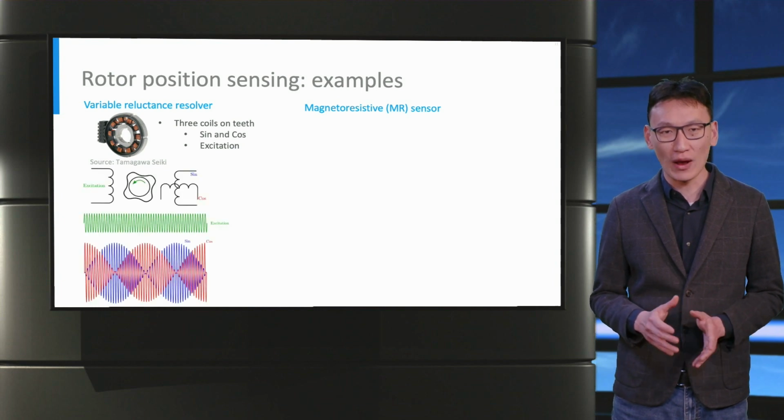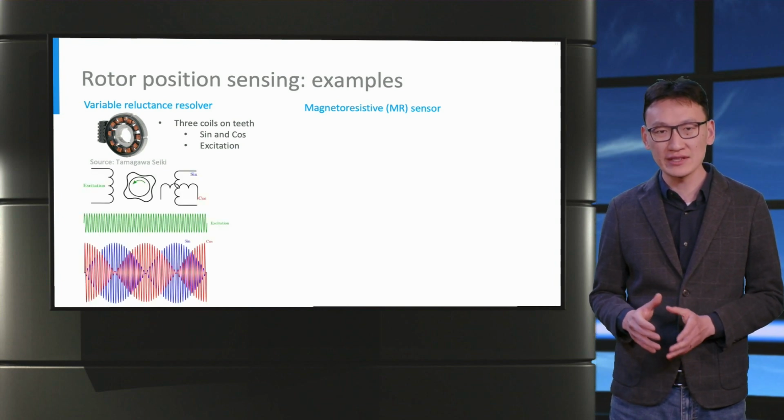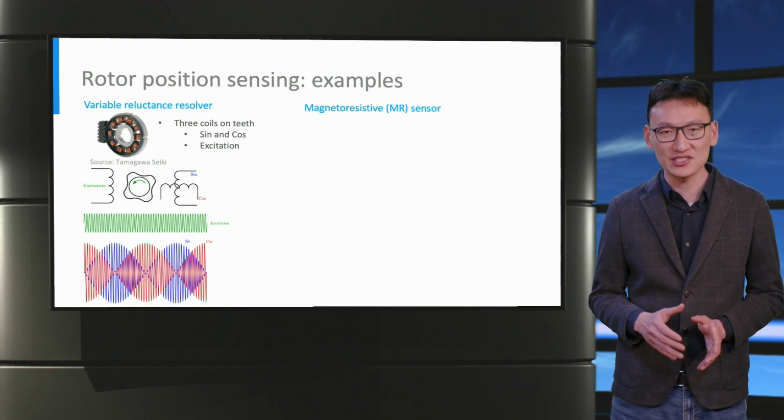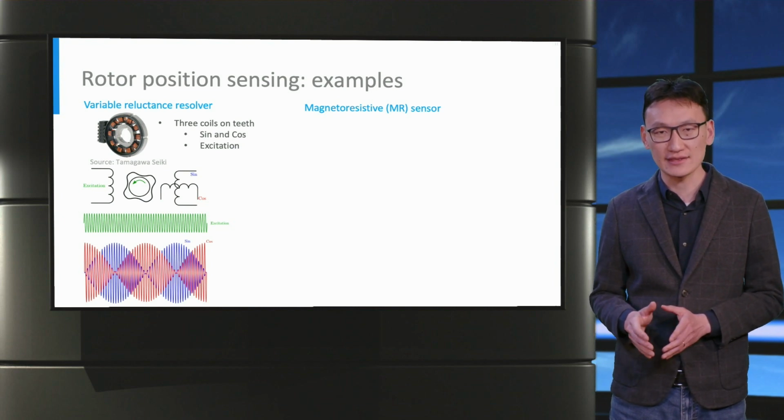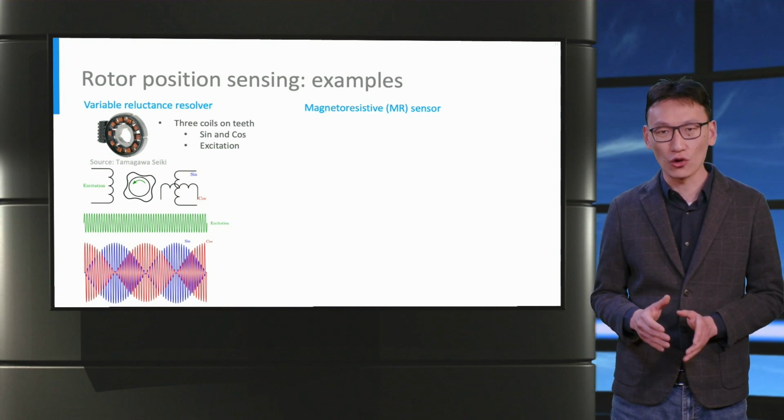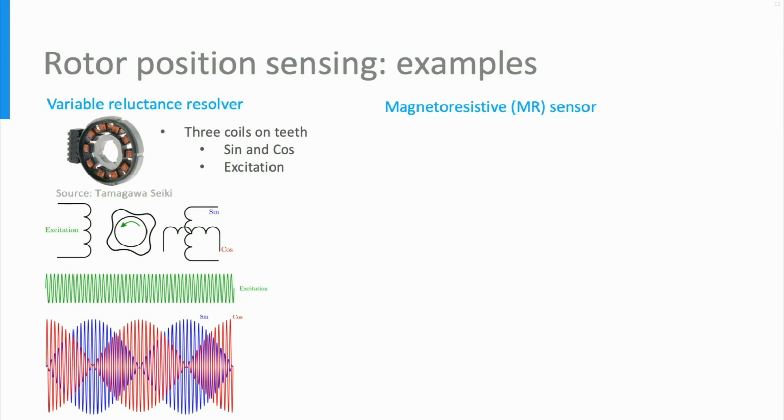When the excitation winding is powered with a high-frequency signal, as the reluctance changes as the rotor rotates, the induced voltage amplitude in the sine and cosine windings will change accordingly. The sine winding voltage envelope follows a sinusoidal pattern, while the cosine winding follows a cosine pattern. The position of the rotor can be determined by the combination of the two voltage waveforms.